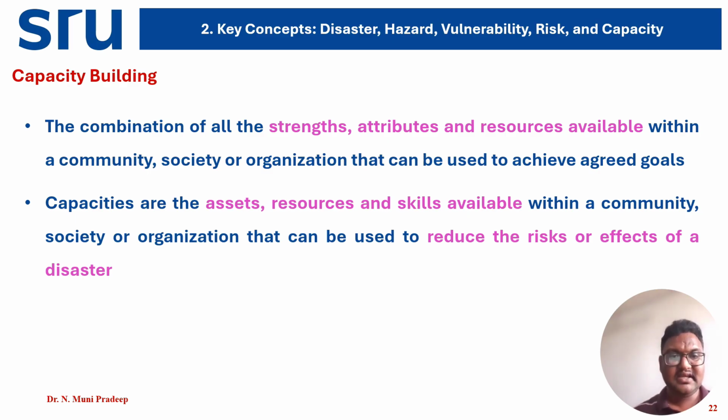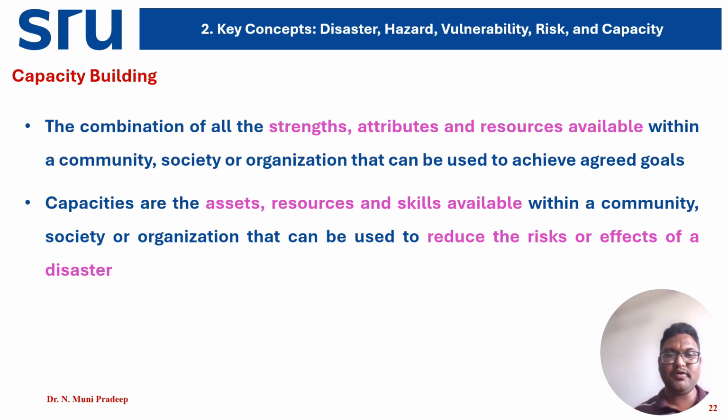I'm repeating: capacity is defined as a combination of all the strengths, attributes, and resources available within the community, society, or organization that can be used to achieve agreed goals. Coming to the second definition: capacities are the assets, resources and skills available within a community, society or organization that can be used to reduce the risks or effects of disaster.